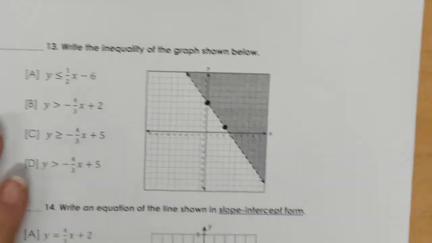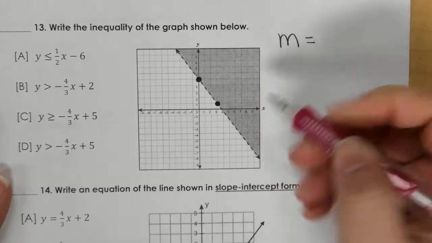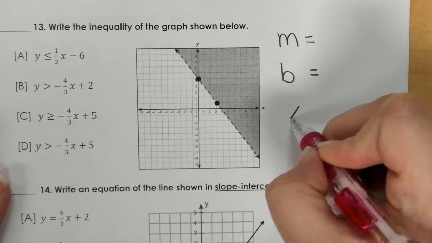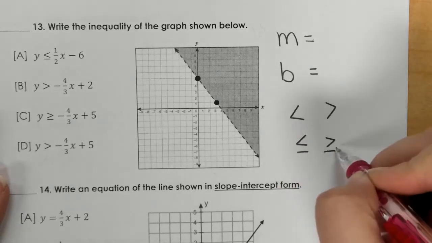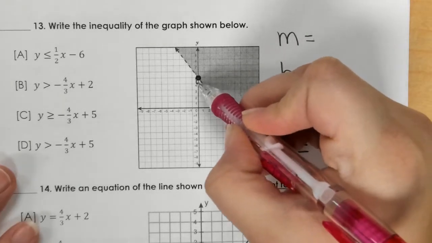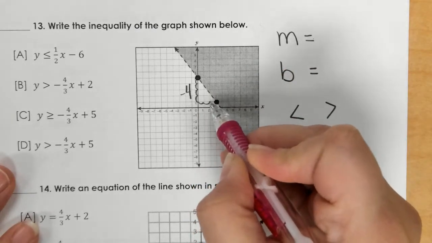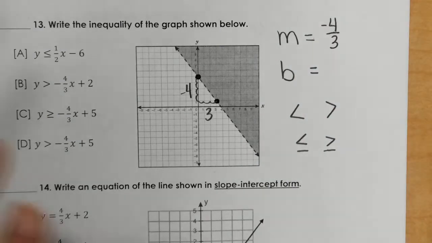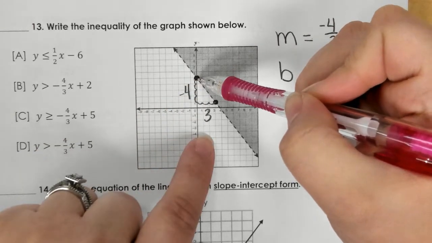Okay, for 13, you need to find 3 pieces of information. So to write the inequality of the graph, you need to find M, B, and then you need to decide which inequality you're going to be using. So let's start with slope. From here to here, I need to go down -4, and I run +3. And B is where the line crosses the y-axis, and that would be at 5.